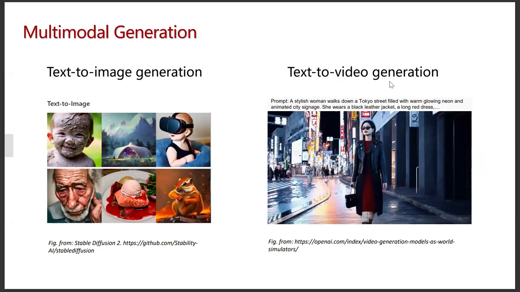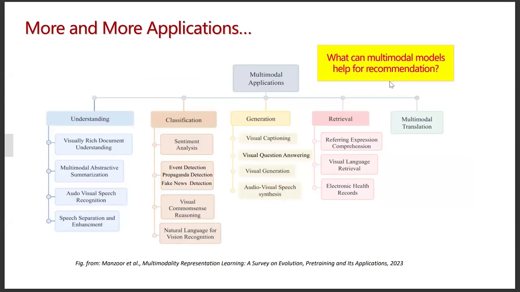The most promising task is multimodal generation. With the prevalence of models such as Stable Diffusion and the newly arrived Sora, text-to-image generation and text-to-video generation have become more popular. It has also become a good application in industry. For example, we can apply such techniques in news cover generation, news title generation, or advertisement generation. So in the multimodal domain, we have found more and more applications.